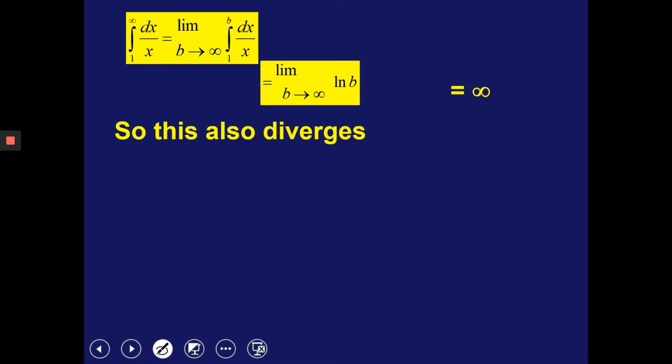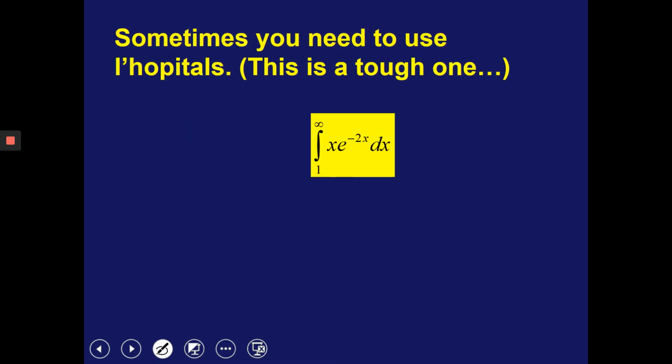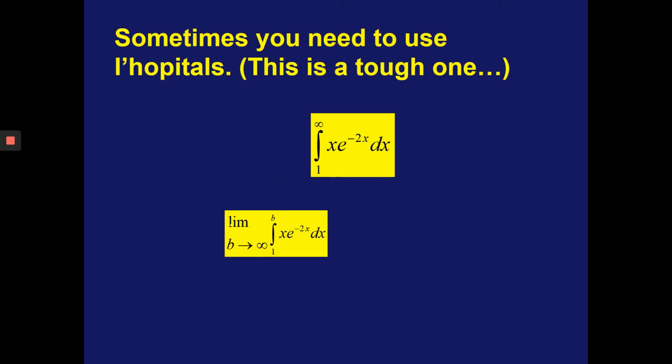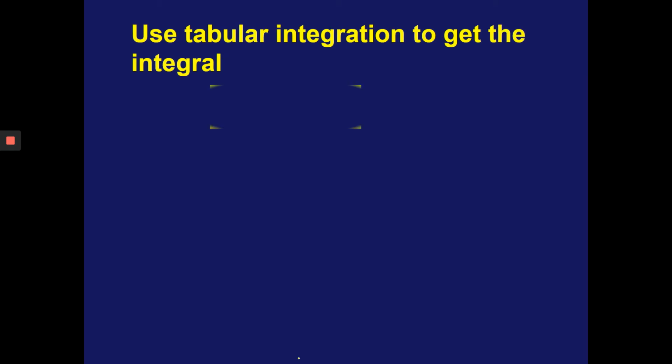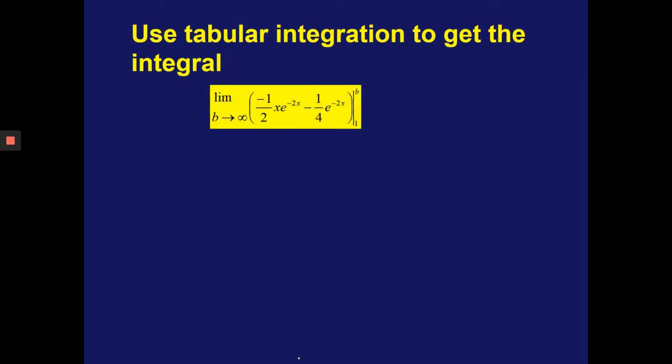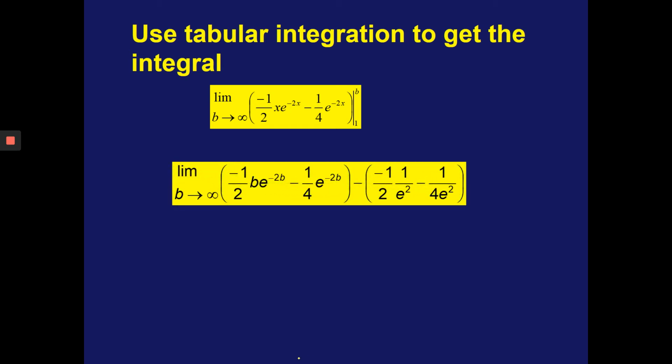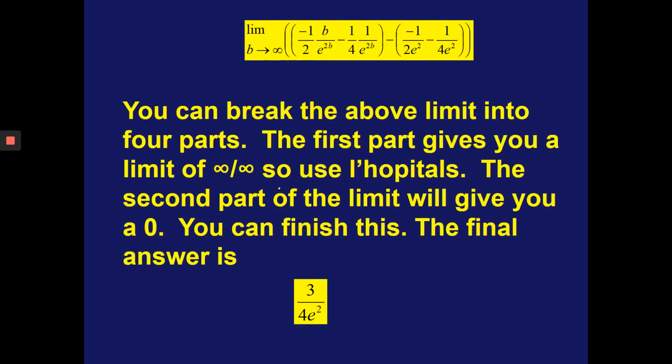Let's do one that's a little more difficult. And we will have to use our L'Hopital's. So first thing is I need to rewrite it because of that infinity. I must show the limit as b is going to infinity. And then I can use tabular integration. I'm not going to show that, but I will show the integral after I use tabular integration. I need to plug in b and 1 and subtract. And I'm going to get rid of these negative exponents. I don't like that. So instead of writing it as e to the negative 2b, I'm going to write it as 1 over e to the 2b.